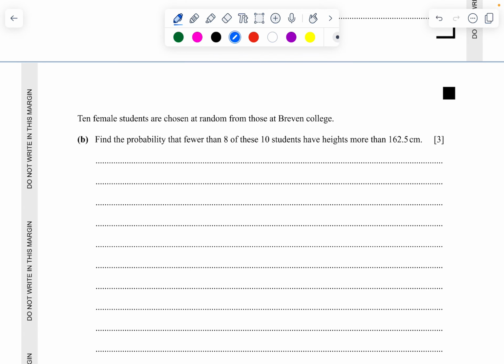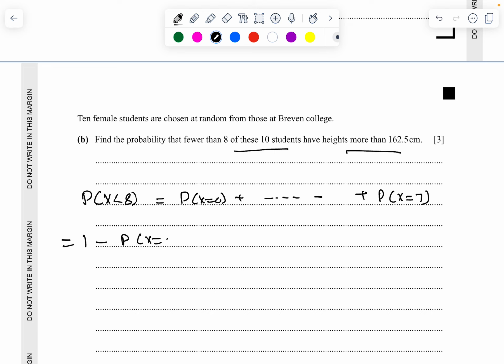Then 6B. 10 female students are chosen at random from those at Berwyn College. Find the probability that fewer than 8 of these 10 students have heights more than 162.5. So probability of x less than 8 is nothing but 0 all the way till 7. So rather than that, what can I do? 1 minus probability of x equals 8 minus probability of x equals 9 minus probability of x equals 10.